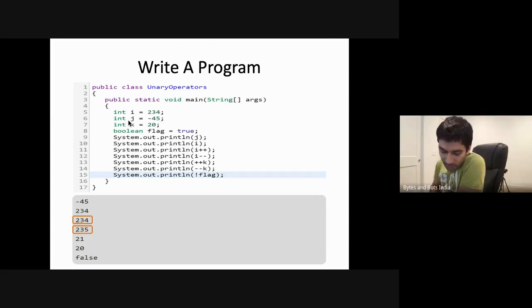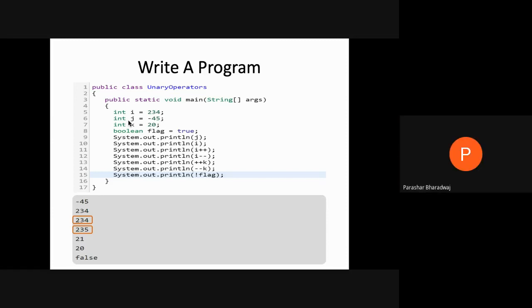Now the next question is, would you like to take a guess? Why do we get 235 at line 12, even though we have an I minus minus? Oh, it's for the same reason, because it just prints. 235 is the value that it was given before, right? So if the next value would be 234, it would do it for the next one.